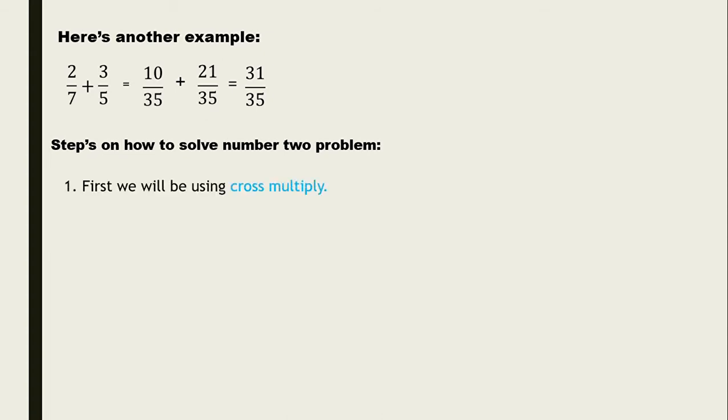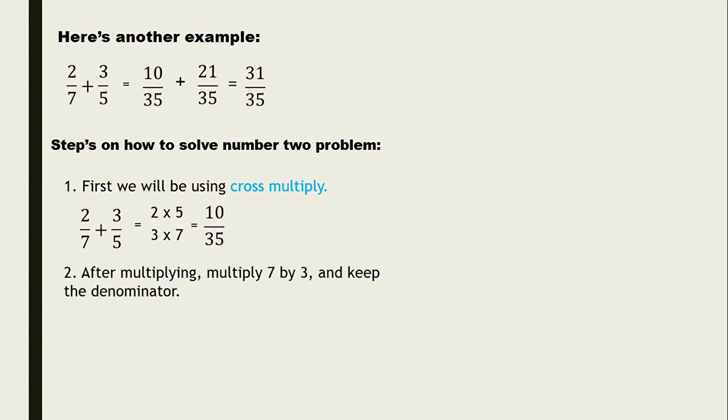First, we will be using cross multiply. If you know what that is, that's good for you. I'm just kidding. So how are we going to cross multiply? First, we multiply 2 times 5. Then we multiply 3 times 7. So 2 times 5 will be 10, and then 3 times 7 will be 35.